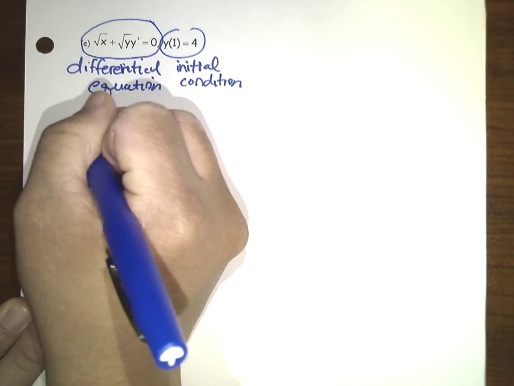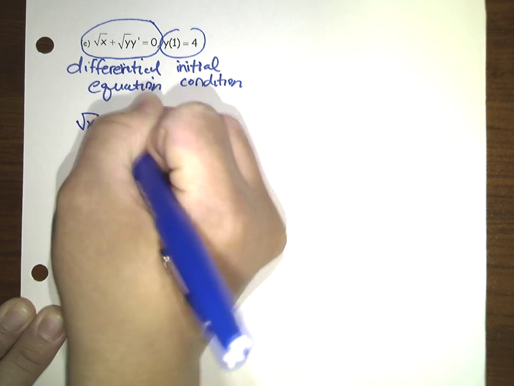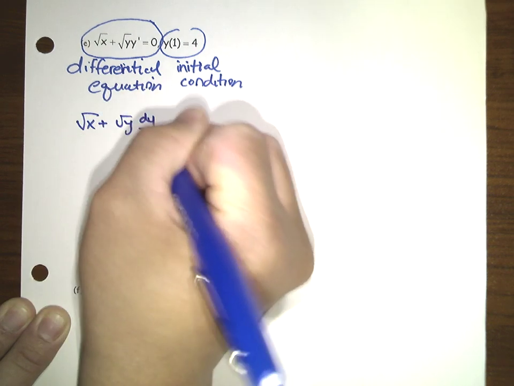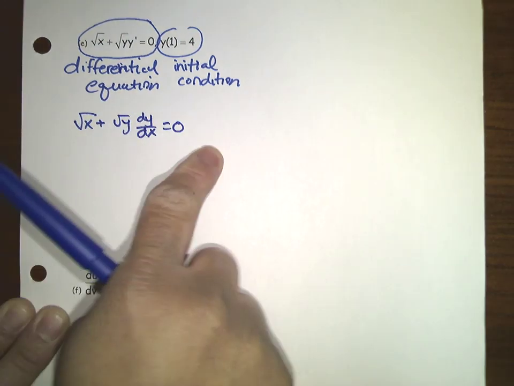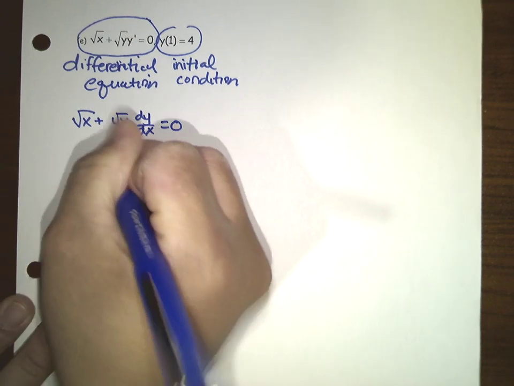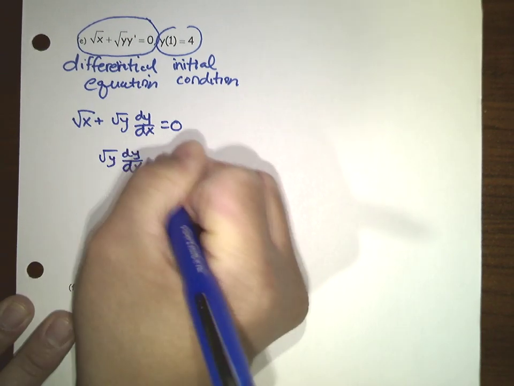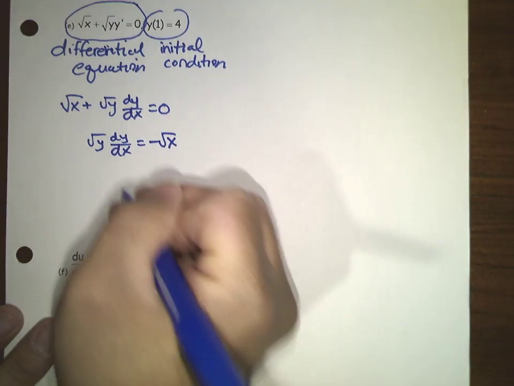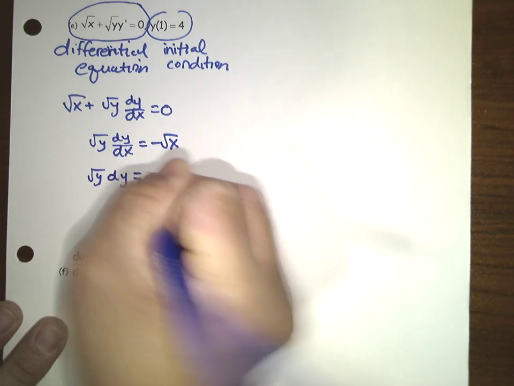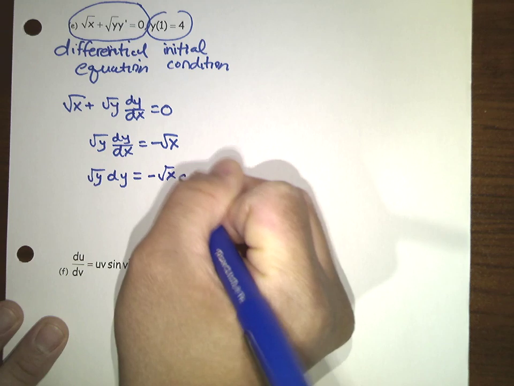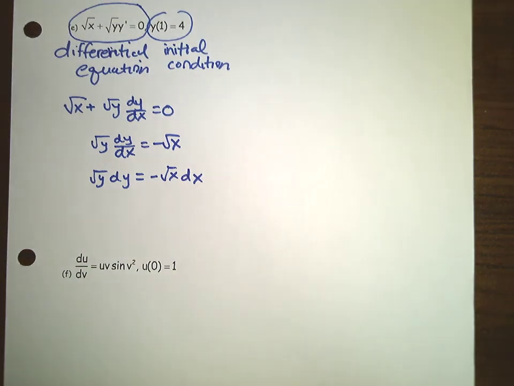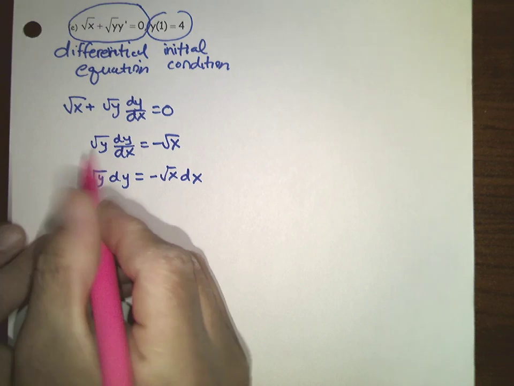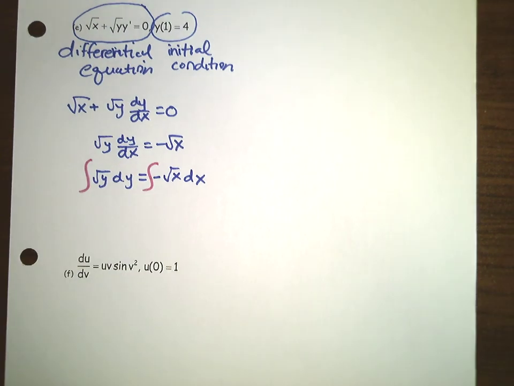All right, so I'll write it as square root of x plus square root of y dy dx is equal to 0. I'll subtract the square root of x, so square root of y dy dx is equal to negative square root of x. Then I'll write it in differential form, so square root of y dy is negative square root of x dx. And then I am ready to take the integral on each side because I have the x's and the y's separated. So integral, integral.